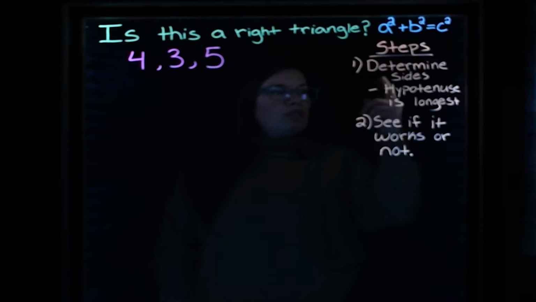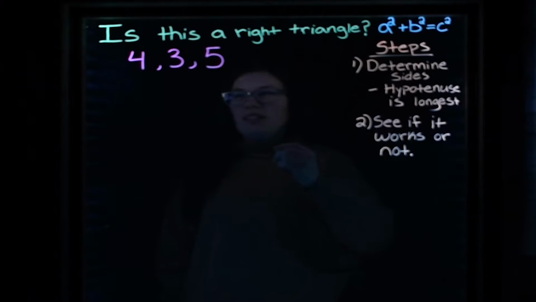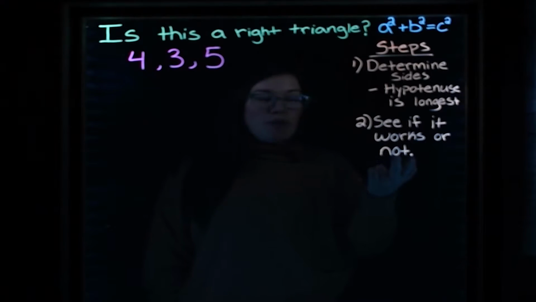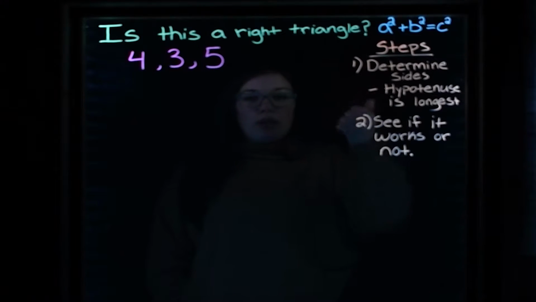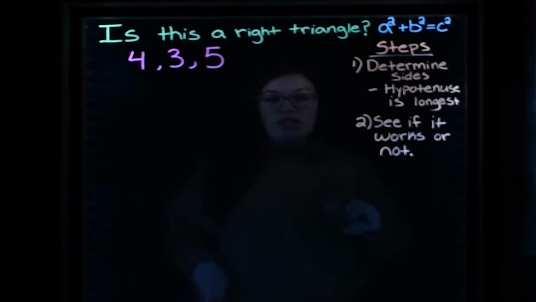How we do that is first we need to determine our sides. So what's my a, what's my b, and what's my c? And then I'm going to see if it works or not. So I'm going to plug it into the equation and see if each side equals each other.